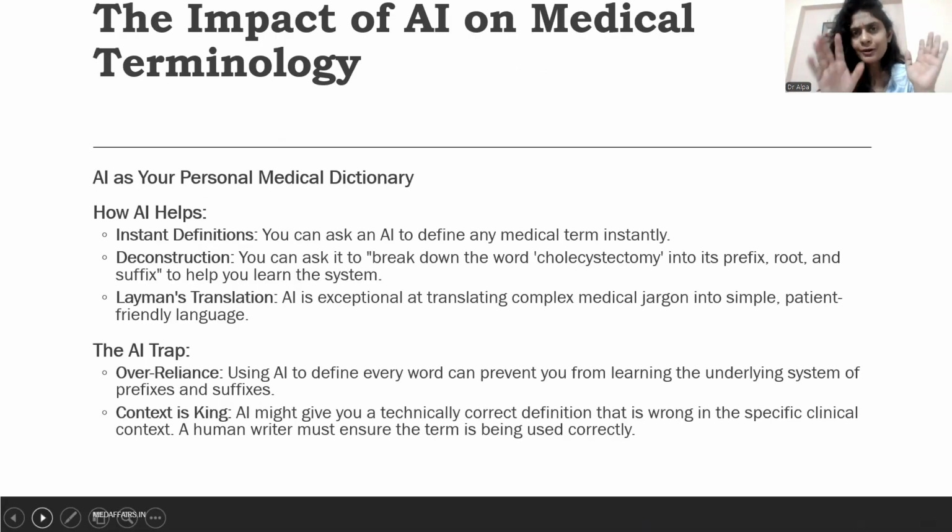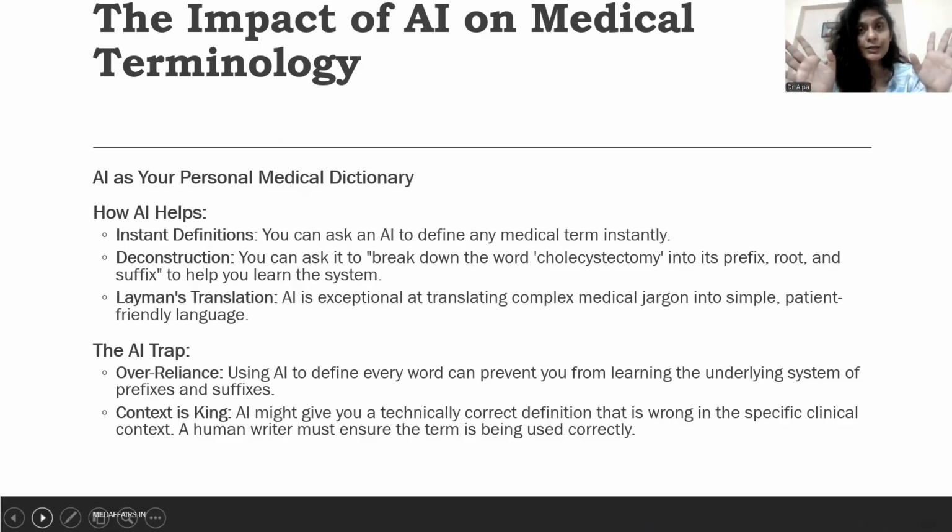However, it is really not needed. AI and online medical dictionaries can help you over here in one, instantly defining any term wherever you are getting stuck. Two, deconstructing any term if you really want to understand the context in which it is used. And three, it is easier to understand your document if you have a dictionary or if AI can simplify it for you. However, again, there is a trap to it.